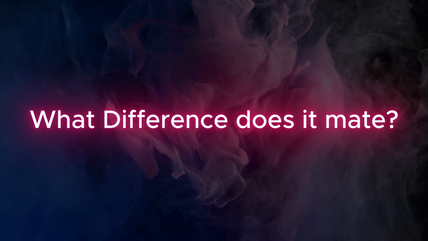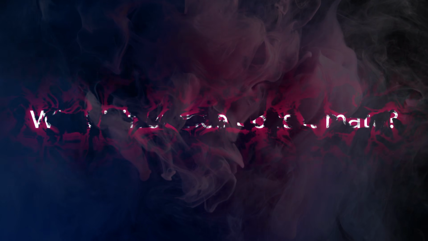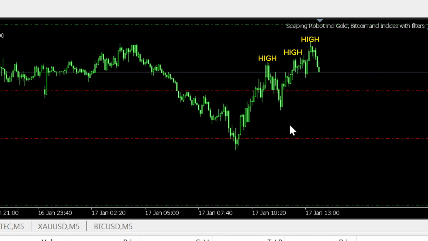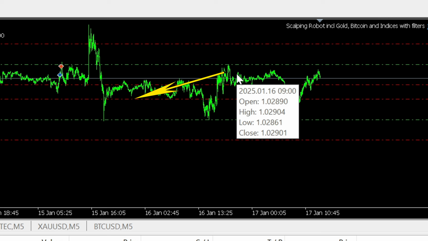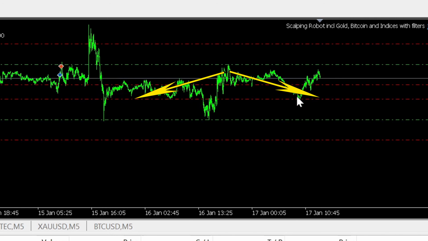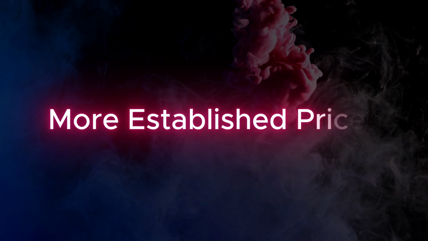So what difference does it make? With 5 bars on the left and 5 bars on the right, that's going to happen quite a lot. So every time the market breaks a previous high and goes up and then comes back down, you will have a new high to trade. But with 100 candles, now the EA not only has to find 100 candles to the left, but also 100 candles to the right. And that's quite rare. And therefore, the highs and lows established are going to be on more established prices.